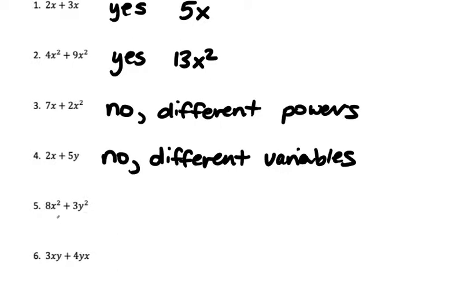Same thing for number 5. They're both squared, but because one is an x and the other is a y, we can't add them. They are not like terms.